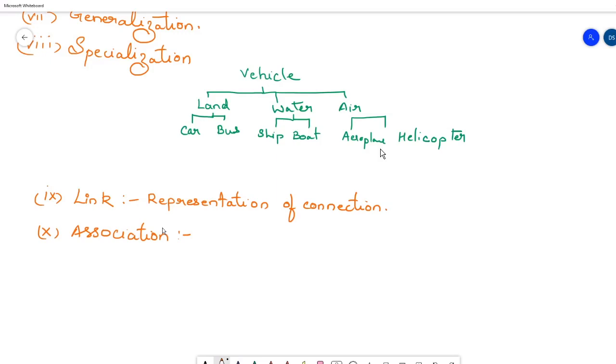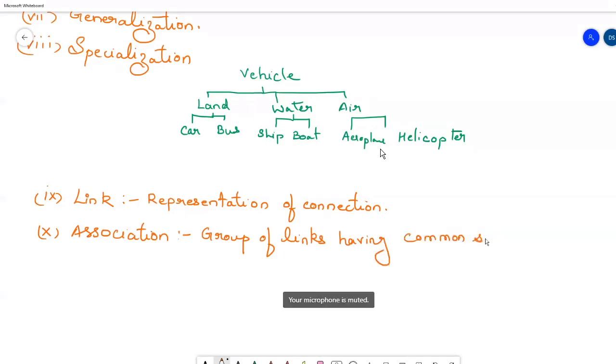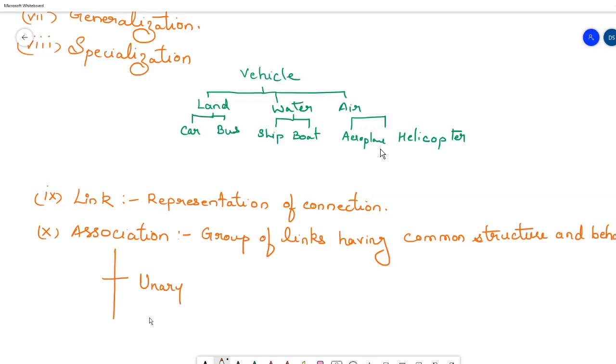Now, in association, we have different degrees, that is unary, binary, and ternary. A unary relation connects objects of the same class, binary connects objects of two classes, and ternary connects objects of three or more classes. So I'll just write it: it is a group of links having common structure and behavior. Now, association can be of three types. It can be unary, that means the relationship connects objects of the same classes.